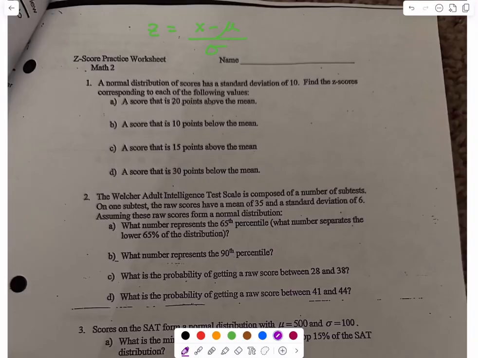So I'll just call this the z-score. If it's 20 points above the average, then x would be what? Mu plus 20, right? And then we would say minus our mu, just plugging this into the formula, over a standard deviation of 10. So it looks like a z-score of 2, because the mu's would cancel, and we would have 20 over 10 to give us a z-score of 2.